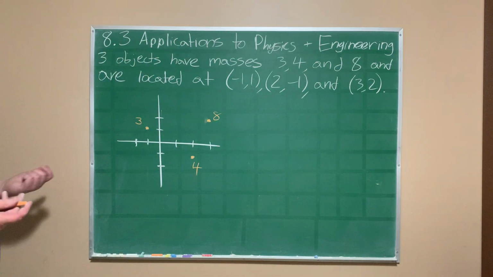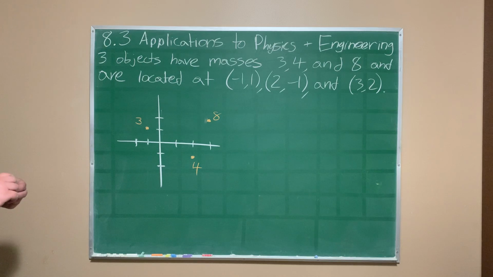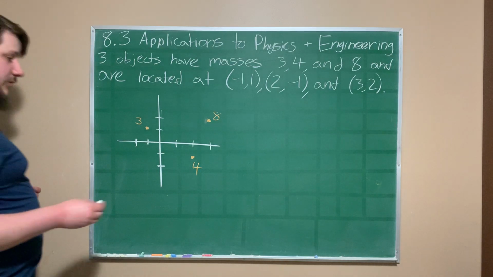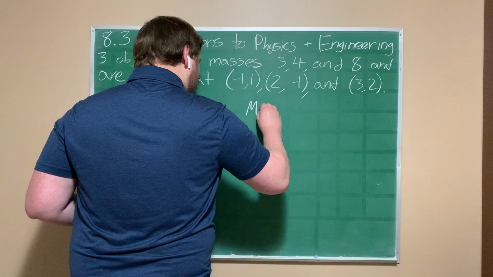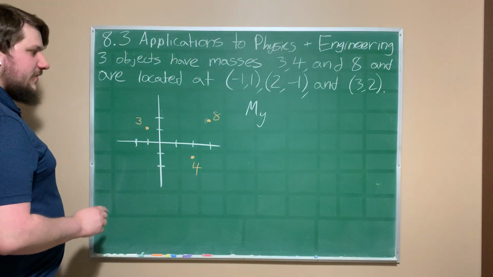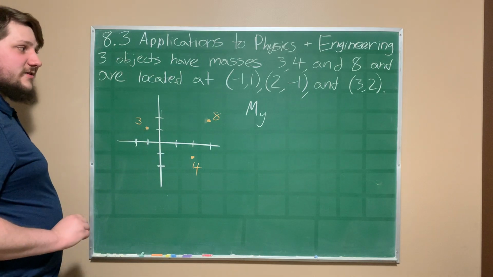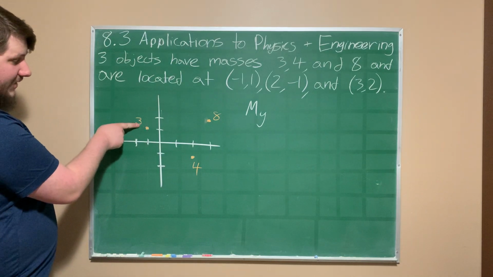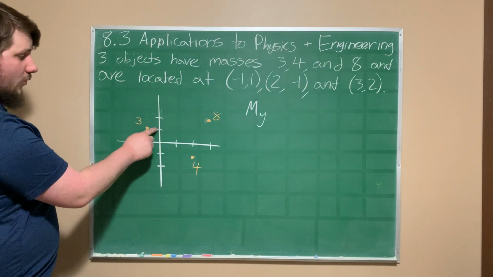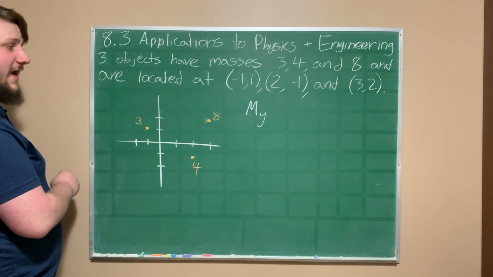Okay, so we have a system of 3 objects here. We are going to try to find the center of mass of all 3 of them. So what we do is we use moments. We're going to find the moment with respect to y by adding up the moments of each of these objects away from the y-axis. So right here, we have a mass of 3, and it's -1 unit away from the y-axis.